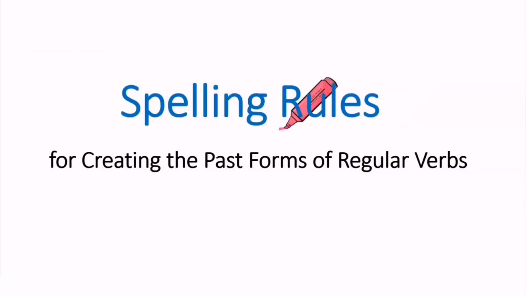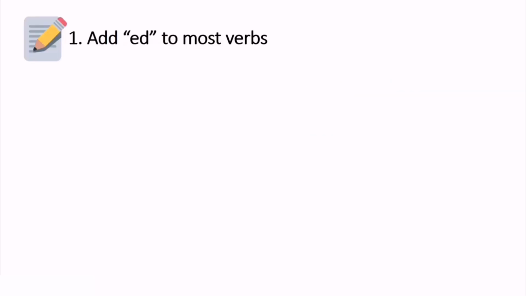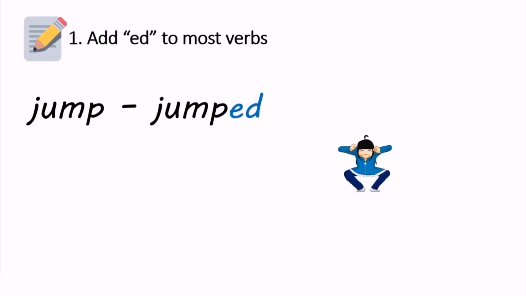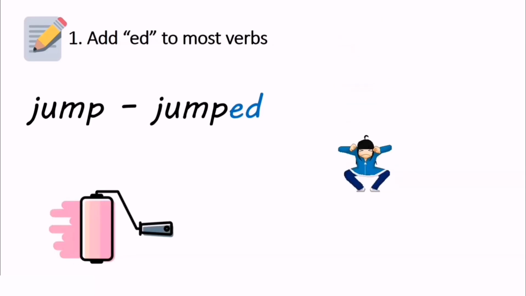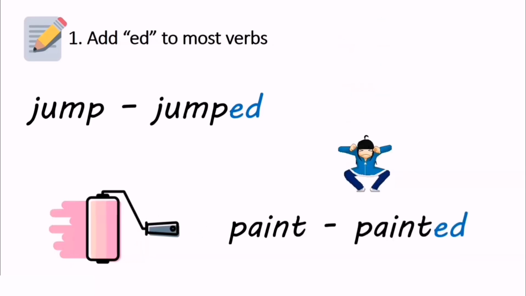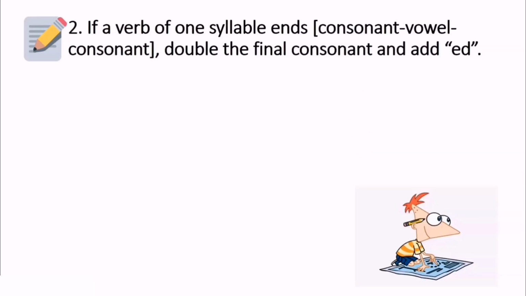Now, how do we spell the past forms of regular verbs? Number 1, add ed to most verbs. Examples: jump, jumped. Paint, painted. Number 2, if a verb of one syllable ends with consonant, vowel, consonant, double the final consonant and add ed.